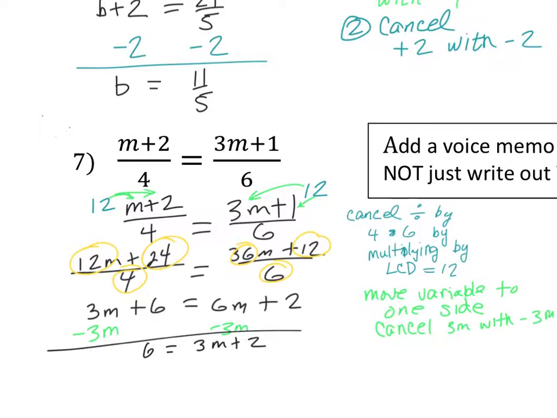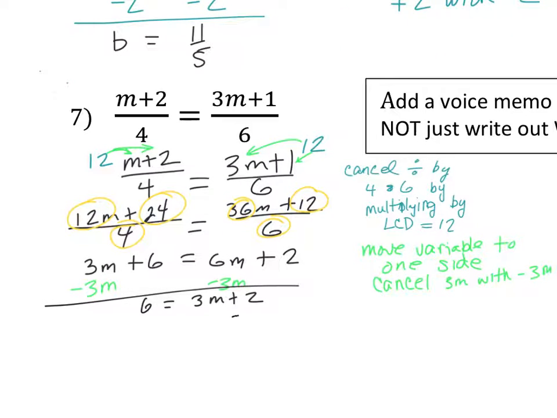From here, you don't need to write out your steps, because I know at this point that you know what to do, because this is just a basic 2-step. I was more worried about the first part, you explaining. So we've got 4 equals 3m. Divide both sides by 3.